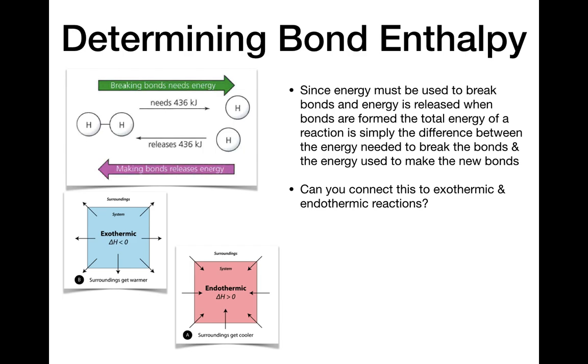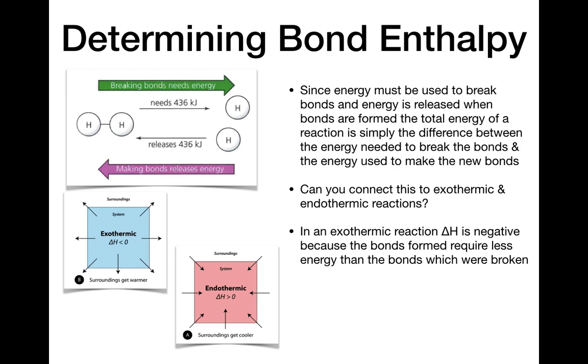So the energy to break the bonds is going to be less than the energy to make the new bonds. So I'm releasing more energy from making bonds than I'm using to break bonds. That's exothermic. Endothermic means I'm pulling in energy. So to make the new bonds, it's going to take more energy than I have available from breaking the bonds. Making the bonds needs more energy than I have available from just breaking those earlier bonds in my reactants.